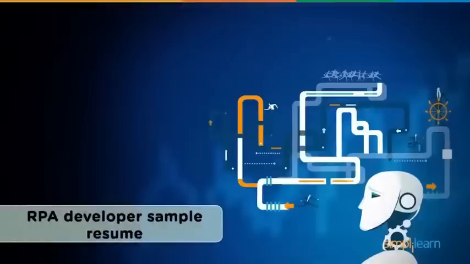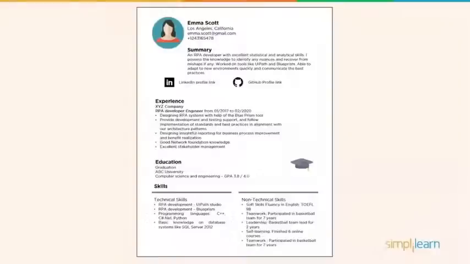Now let me quickly run you through a sample resume of an RPA developer. Now this is just a template and you can alter it according to your needs. First up is your general information like name, phone number, and your email ID. Then you can give a quick description about yourself and your strengths. You can also mention the objective as to why you're applying and what you're looking for in the organization.